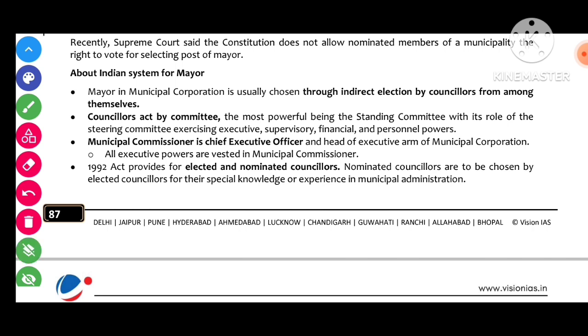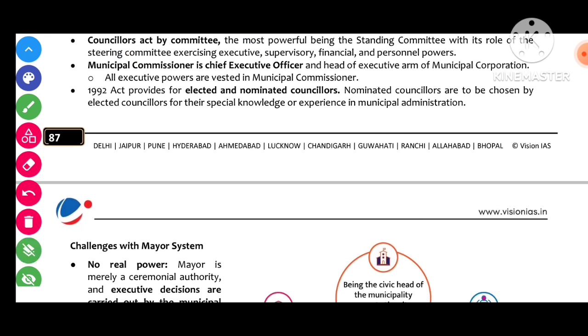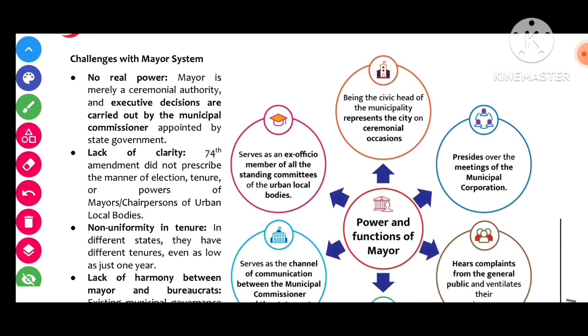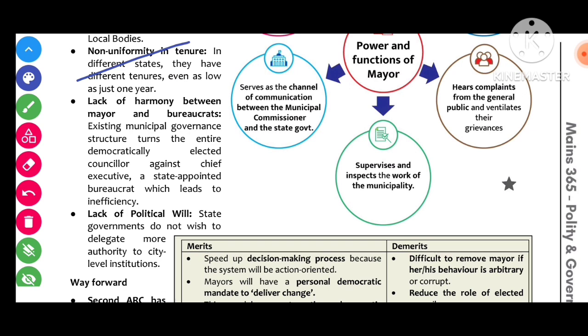these informations: the mayor in a municipal corporation is usually chosen through indirect election by councillors from among themselves, and councillors act by committee, and the municipal commissioner is the chief executive officer of the corporation. So you can remember these are the static portion of local bodies as well as municipal corporations, and challenges with the mayor such as no real power, lack of clarity, no uniformity in tenure, lack of harmony between mayor and bureaucrats, and lack of political will.